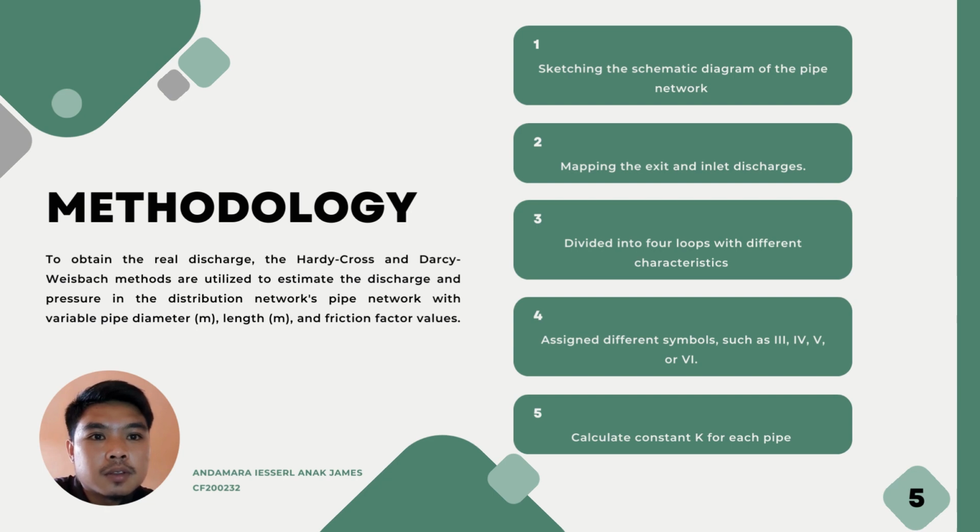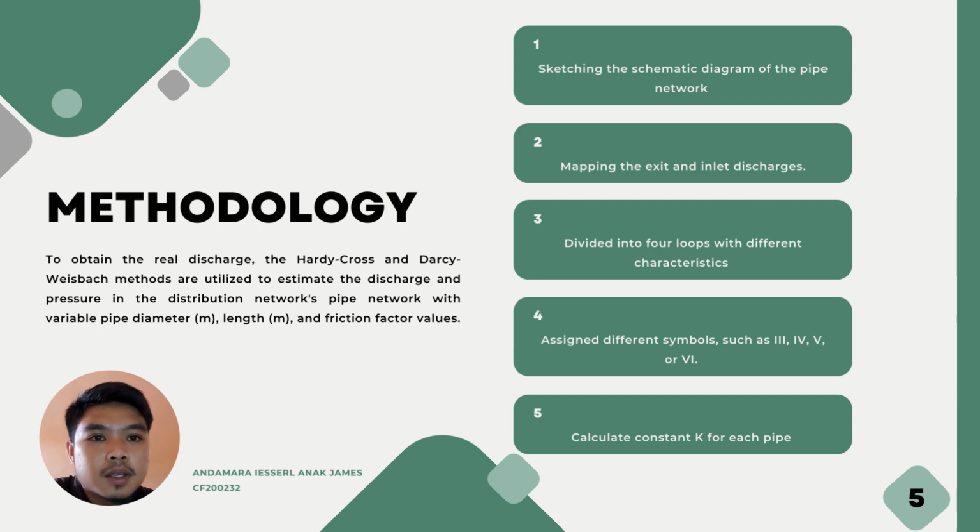For the methodology of this project, in order to obtain the real discharge, the Hardy-Cross and Darcy-Weisbach methods are utilized to estimate the discharge and pressure in the distribution network with variable pipe diameter, length, and friction factor values. The first step involves sketching the schematic diagram of the pipe network with constant physical attributes, followed by mapping the exit and inlet discharge.